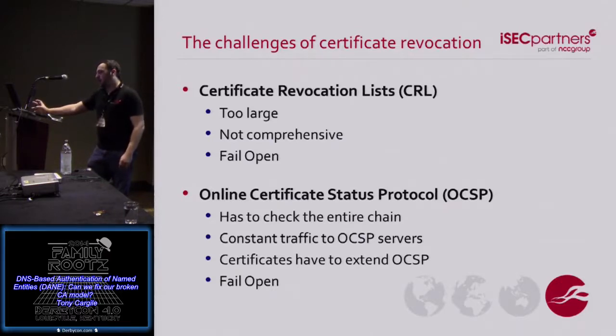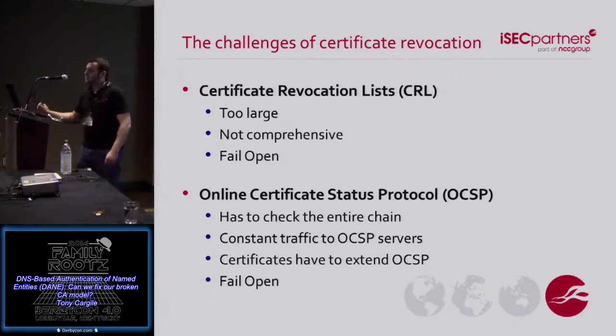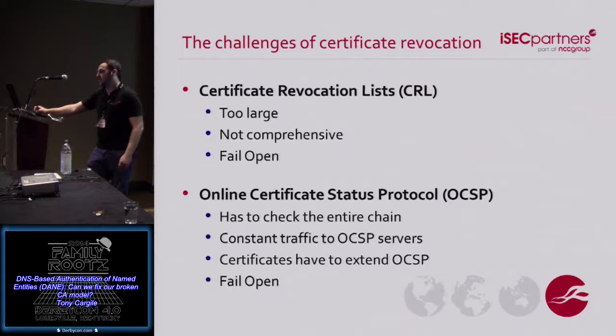Basically, there's two ways of approaching certificate revocation. One, there's CRL lists, and these are basically just large lists that browsers hold that have all of those certificates that have been revoked. But because of the problem of it being too large, there's just no way of having all of them. It's a fail open system.